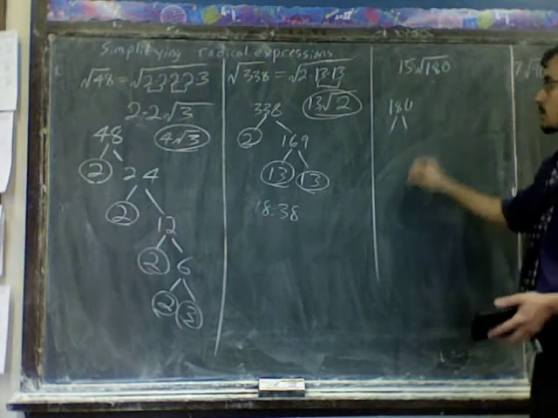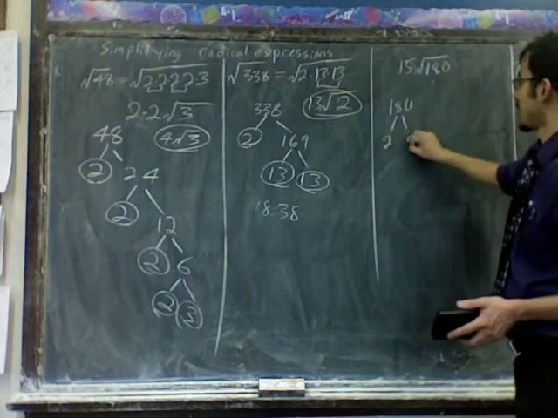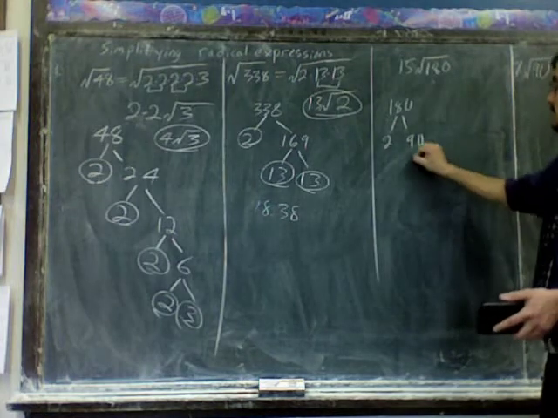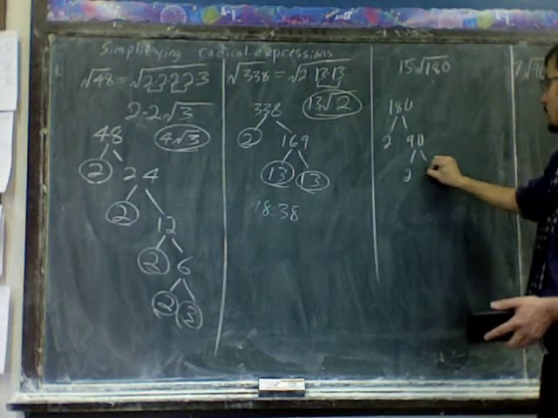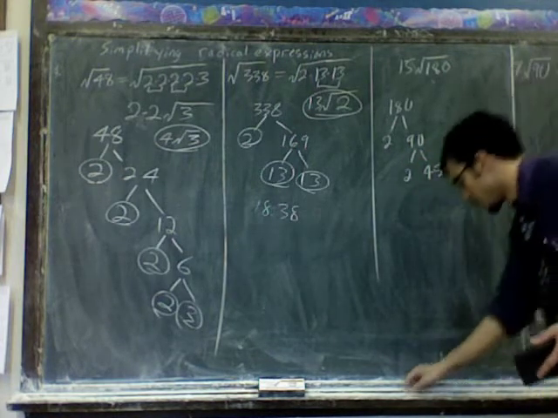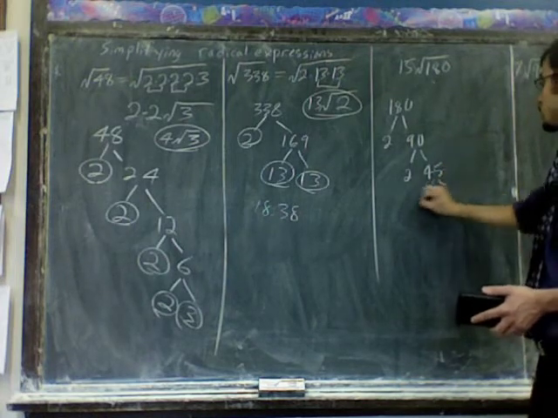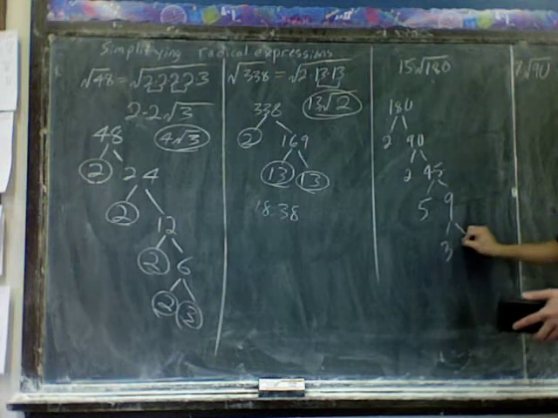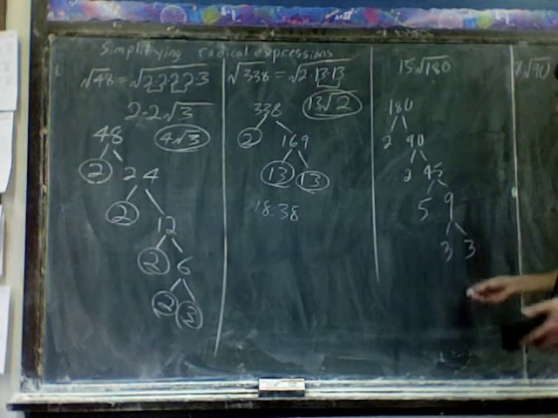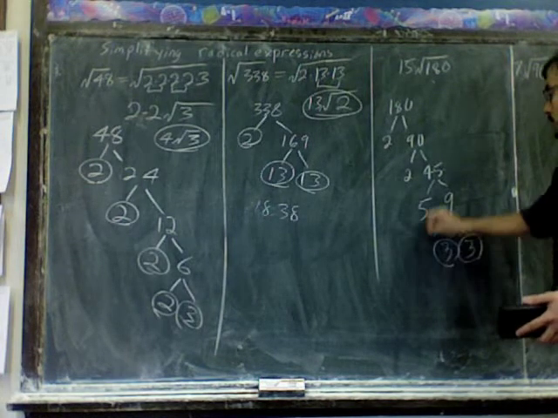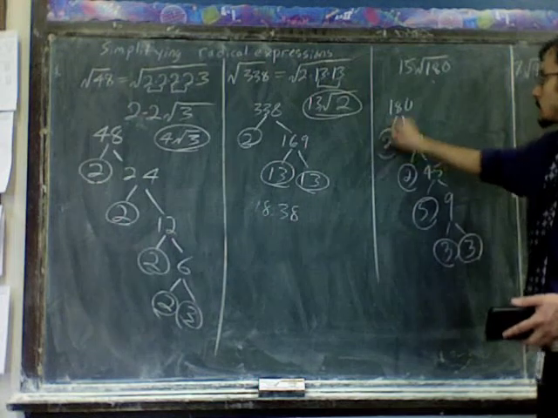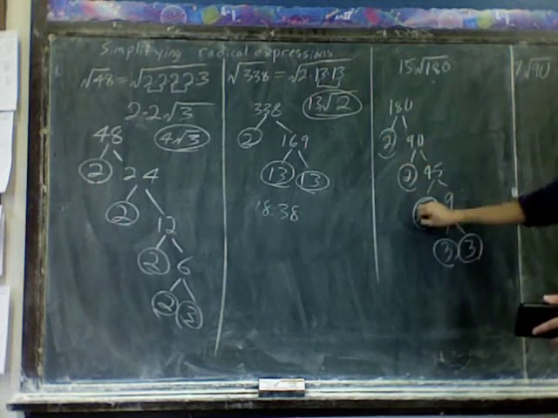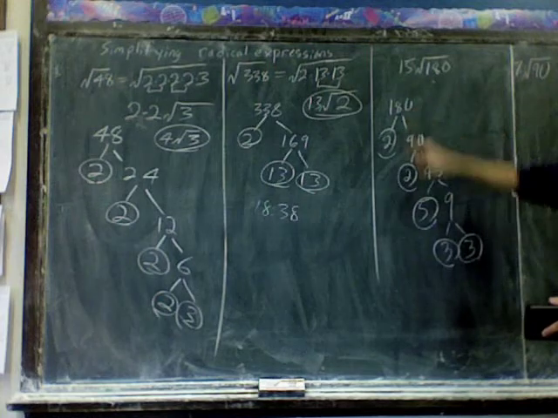Let's factor this. Well, 180 factors into 2 and 90. 90 is even. I can factor that into 2 and 45. And the 45 I can factor into 5 and 9. The 9 I can factor into 3 times 3. Just finding numbers that multiply together to give me the number above it. These are all my primes. 2 times 2 times 5 times 3 times 3 gives me 180.